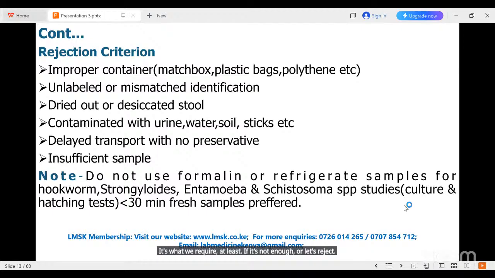And a note to make is that do not use formalin or a fridge for samples if you are doing culture for hookworm, Strongyloides stercoralis, and Entamoeba histolytica, or hatching techniques for Schistosoma species. We always want a sample that's less than 30 minutes old, or we don't use preservative, we don't put it in a fridge.